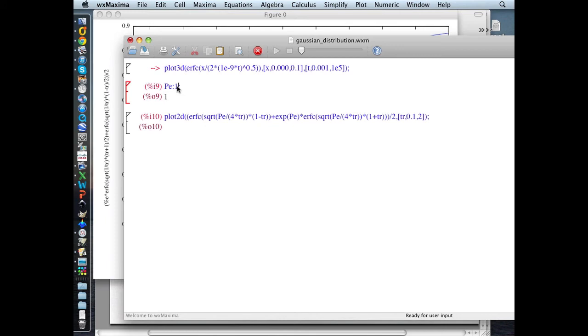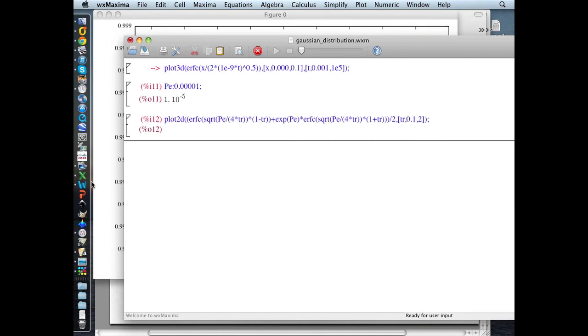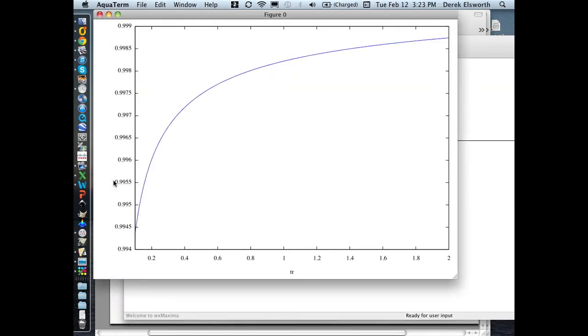And so if Peclet number, I guess we can't do 0, but we can do a very small Peclet number. So in other words, where diffusion is dominant, what do we expect it to look like? Well, let's change the scale here. So now this is just the peak of the distribution, right? This is 0.99. So this is really just the top of the graph, and it's arriving really early.